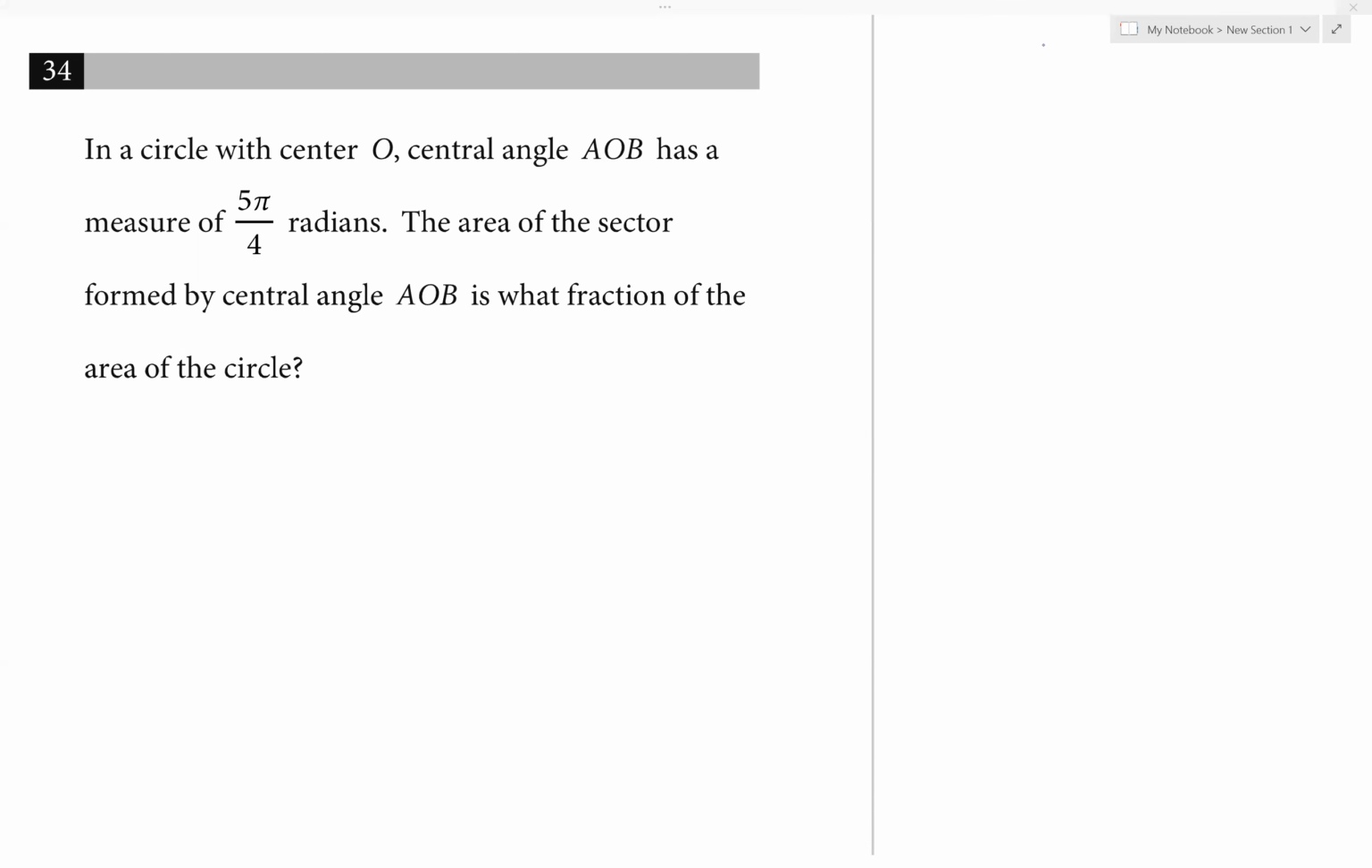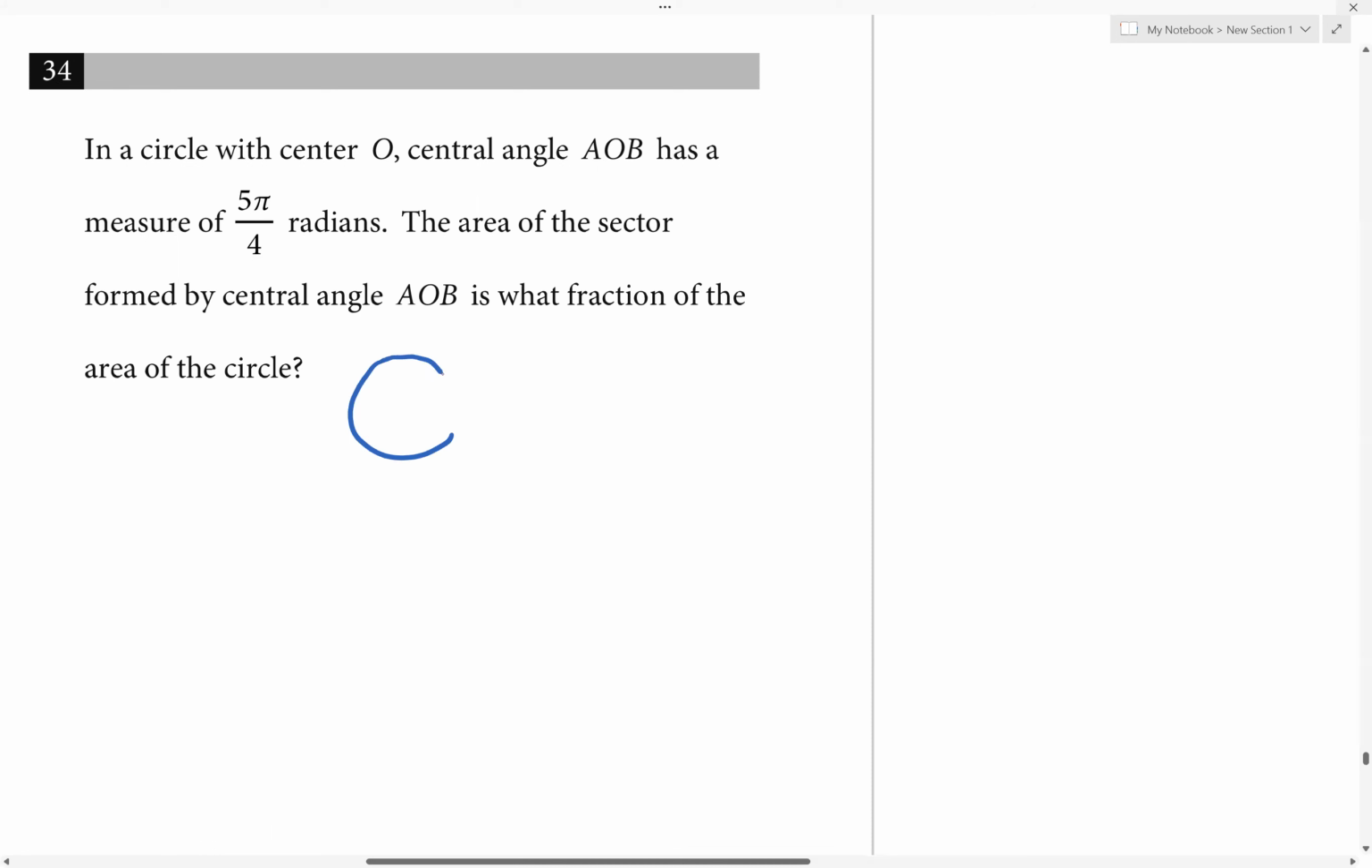All right, number 34. In a circle with center O, central angle AOB has a measure of 5 pi over 4 radians. The area of the sector formed by the central angle AOB is what fraction of the area of the circle? Okay, so what we have here is a circle.